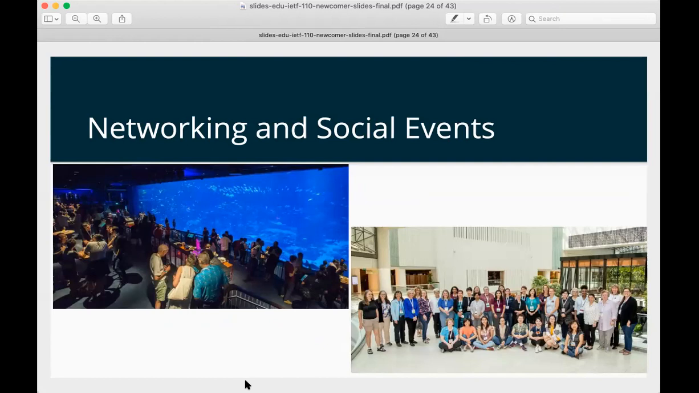On the right is a photograph of the IETF sisters. This is an informal group of women who get together for networking and generally lunch at a physical IETF. It has a mailing list, and the reference to the mailing list will be further on. But it's a way for women to connect with each other and support each other in the work of the IETF.